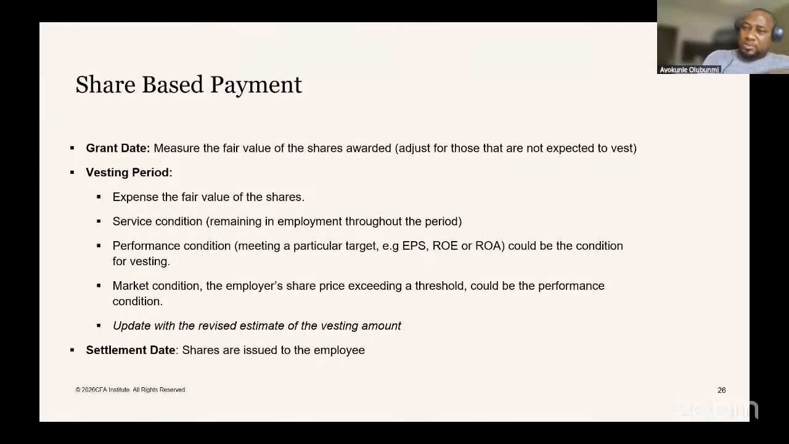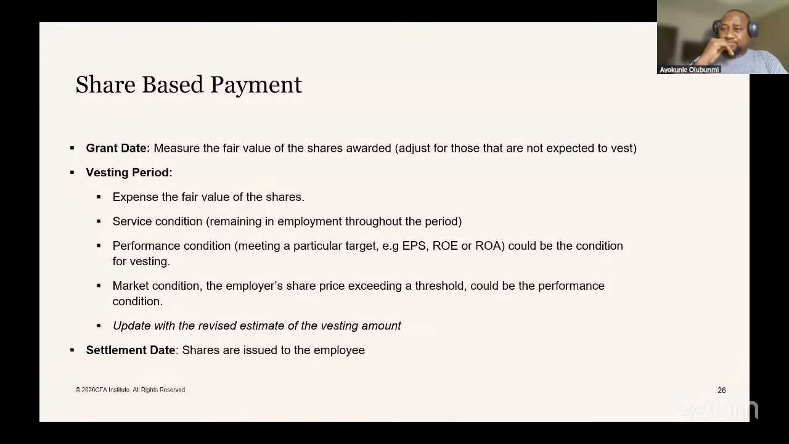Now, there is also a subset of performance condition called market condition. That market condition is if you are using the share price of the company to determine the vesting condition, right? So, for instance, if you are looking at the share price of that particular company.